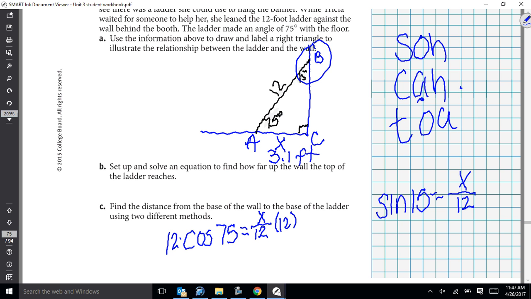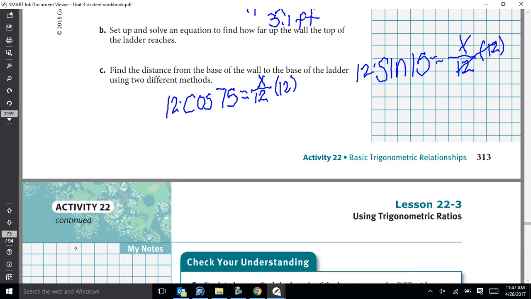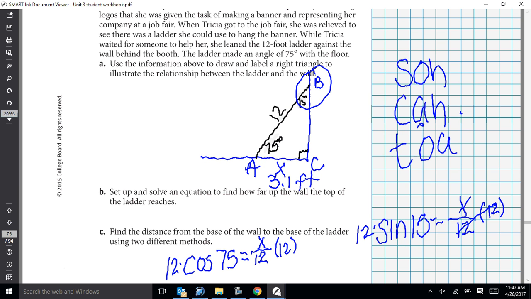over 12. So we need to get 12 out of the denominator, so we multiply that to both sides. So now we have 12 sine of 15. It's the same thing. All right, so question, if the ladder to meet safety guidelines needs to be at least 3 feet from the wall, she's at a good distance, right?